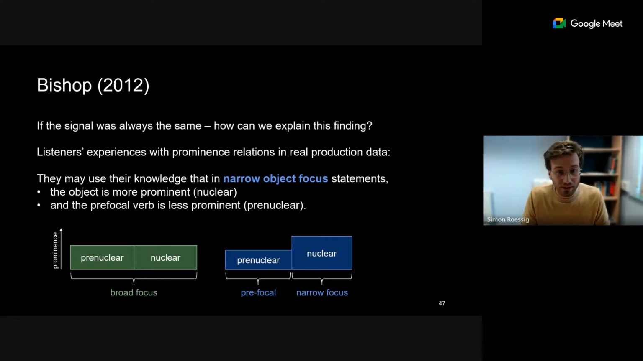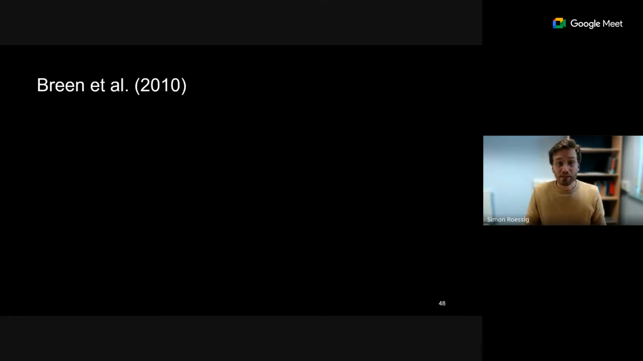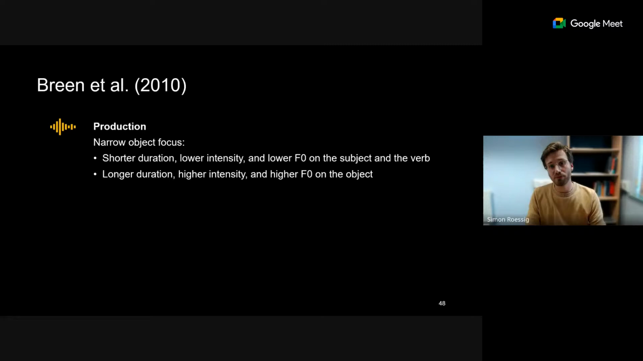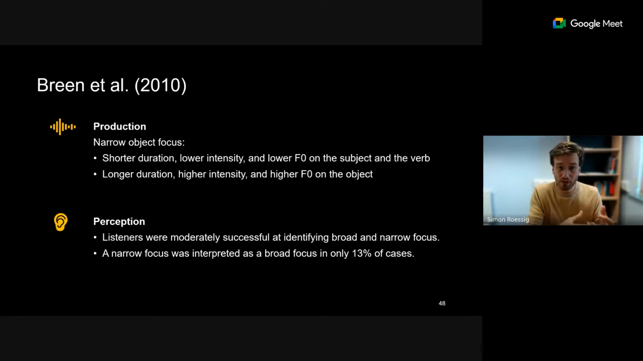You may remember the diagram from the beginning that I put on this slide again. Support for this comes from the study of Breen et al. 2010. Their production data shows that in narrow focus on the object, we get shorter duration, lower intensity, lower F0 on the subject and the verb, the prenuclear part, and longer duration, high intensity, high F0 on the object. The perception results show that listeners were at least moderately successful at identifying broad and narrow focus. And narrow focus was interpreted as broad focus in only 13% of cases.